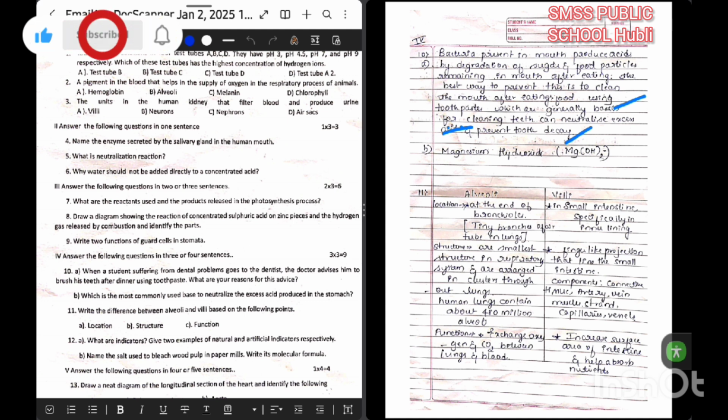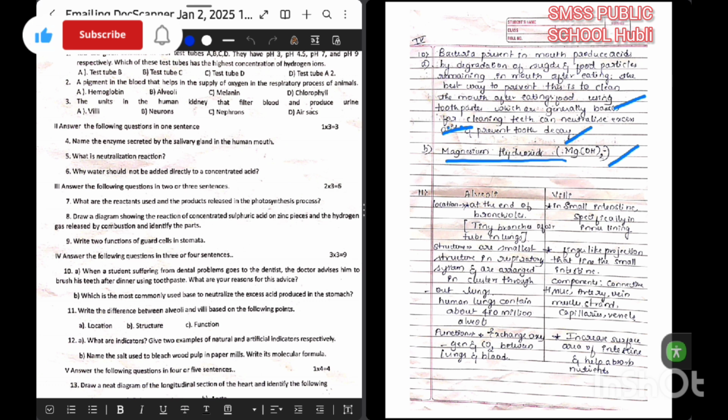Okay, then question number 10 in part B: which is the most commonly used base to neutralize the excess acid produced in the stomach? Usually that is a base called magnesium hydroxide, with the molecular formula Mg(OH)2. Okay, so this one is the answer.